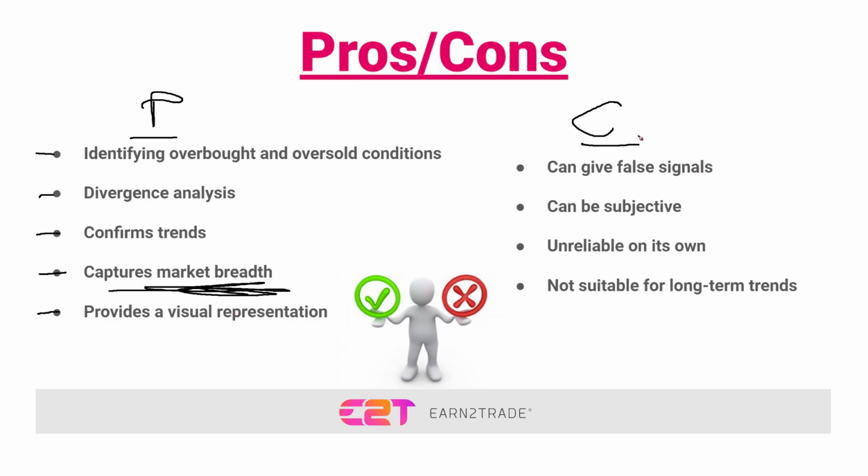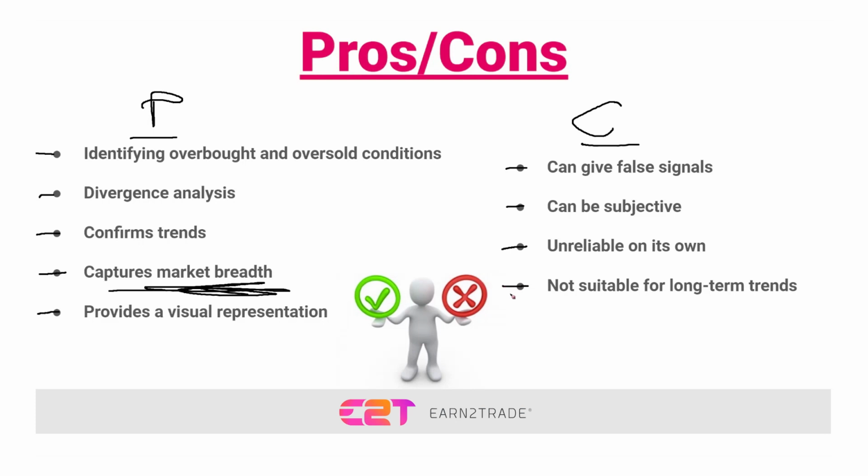Now, on the other side of the spectrum, the con side, it can give false signals, but any indicator can. It can be subjective, but what indicator isn't? It can be unreliable on its own. And once again, what indicator do we generally want to use purely on its own without any outside information or further confirmation? Yeah, that's not really something that's a great idea for us.